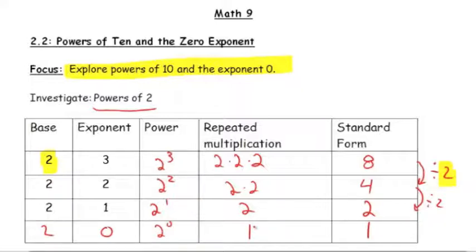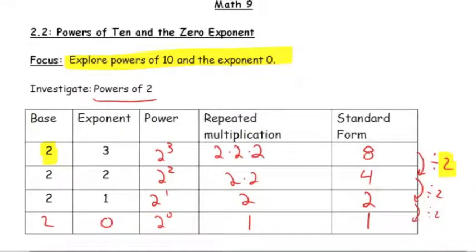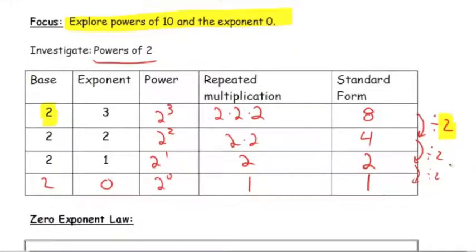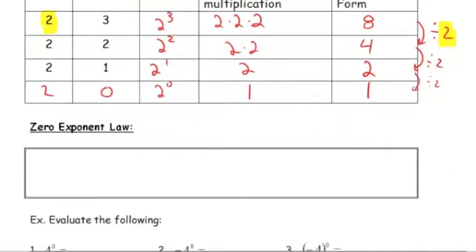Let's go down a little bit, and what's the pattern that we see here? If we keep dividing by 2 on each line, we're going to end up getting smaller and smaller. And what we find is that 2 to the power of 0, this is a big idea from this chapter, anything to the power of 0 is going to have a value of 1.